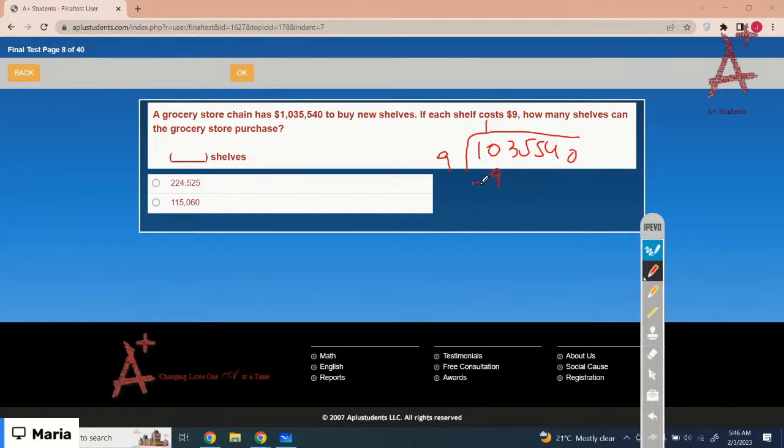9 times 1 is 9. 10 take away 9 is 1. Bring the next digit down. Again, 9 times 1 is 9. 13 take away 9 is 4. Bring the next digit down. You have 45. Got it? So 9 times.